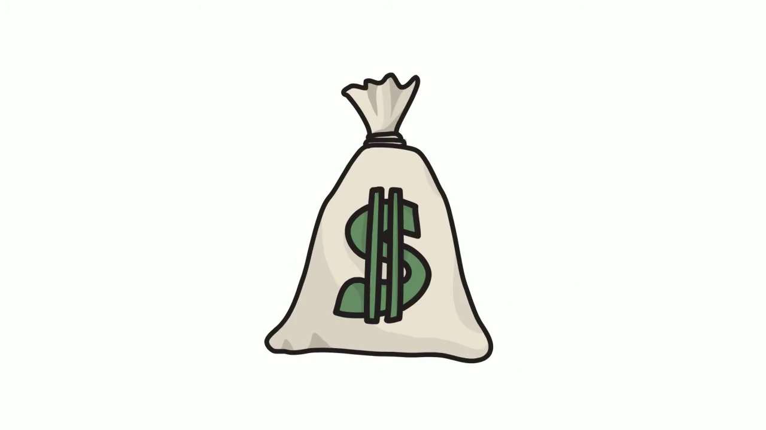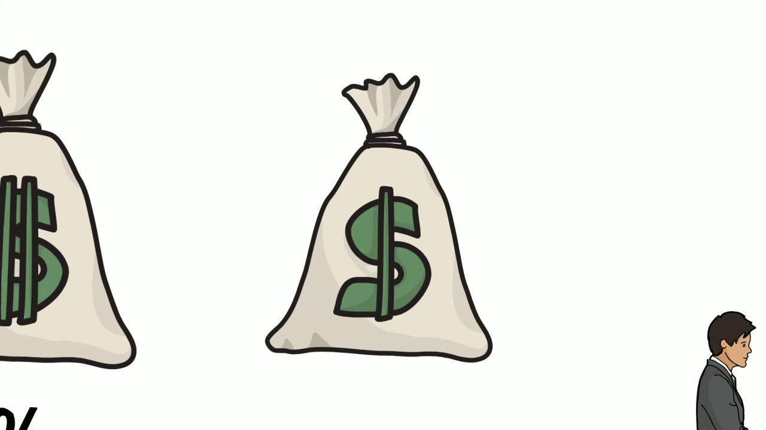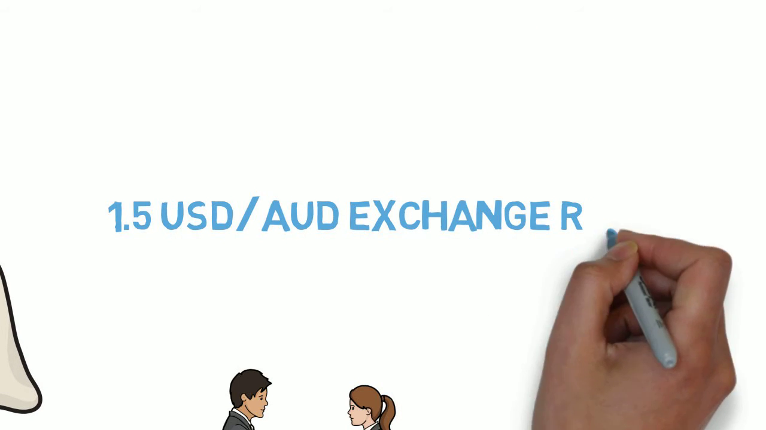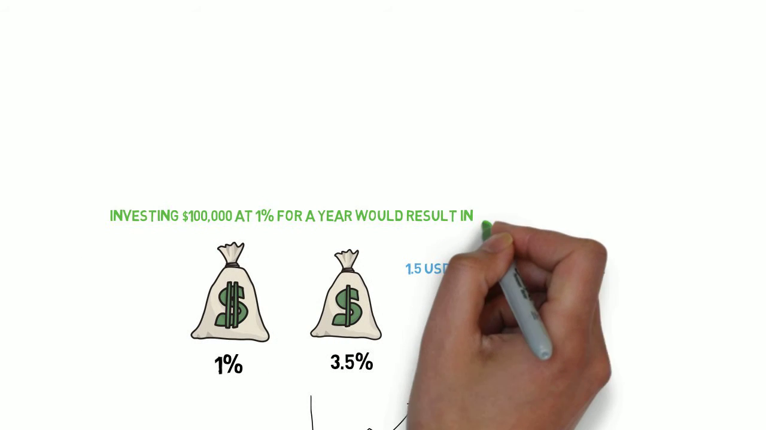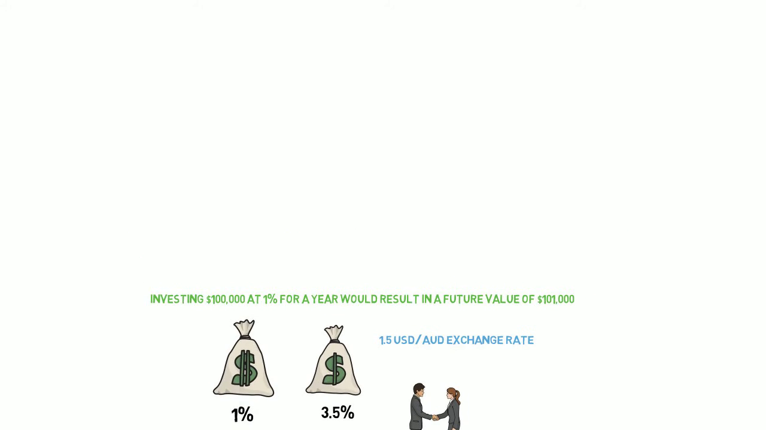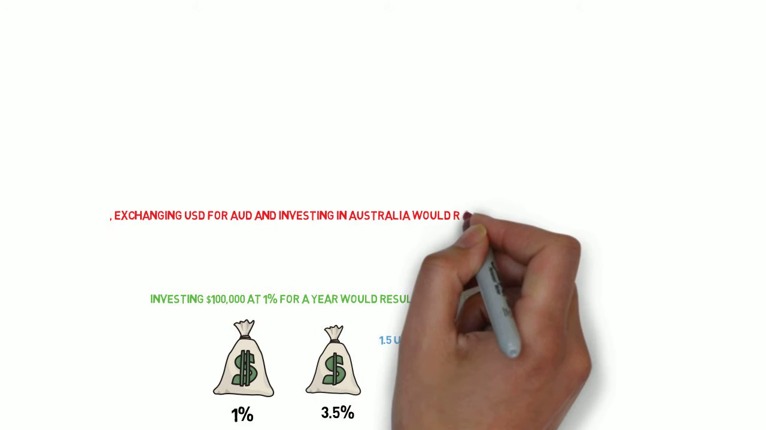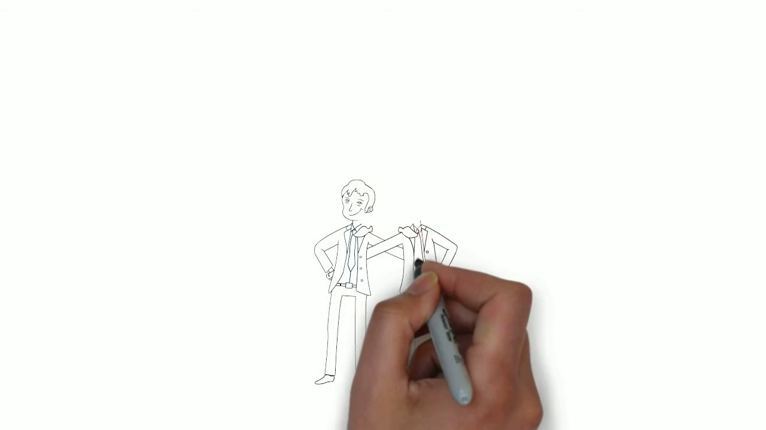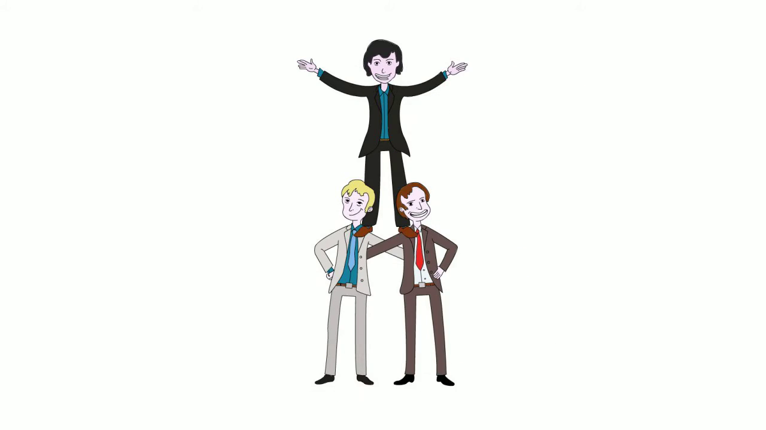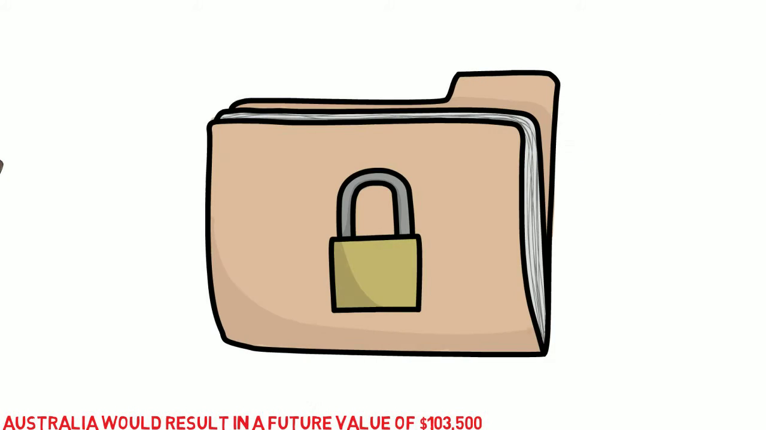For example, suppose that the US dollar deposit interest rate is 1%, while the Australian dollar rate is closer to 3.5%, with a 1.5 US to Australian dollar exchange rate. Investing $100,000 US dollars domestically at 1% for a year would result in a future value of $101,000. However, exchanging US for Australian dollars and investing in Australia will result in a future value of $103,500. Using forward contracts, investors can also safeguard the exchange rate risk by locking in a future exchange rate.